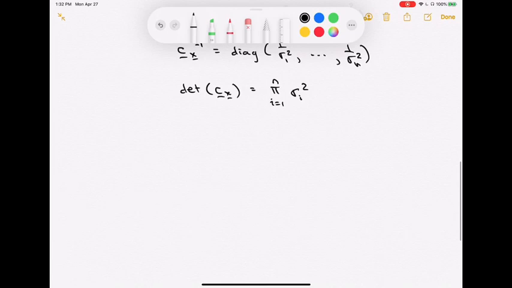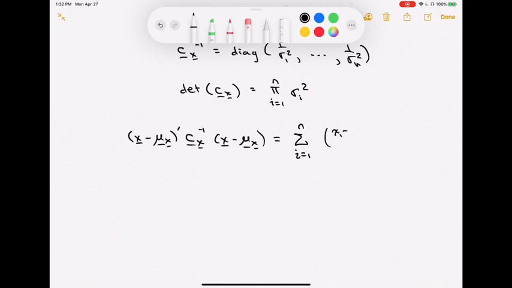Okay, what else did we get out of this? If I look at that term that was in the exponent, x minus mu x transpose, times the inverse of Cx, times the x minus mu x. If we take that whole portion of that argument of the multivariate Gaussian PDF, we end up getting this being equal to a summation, i equaling 1 to n, of the quantity xi minus mu i divided by sigma i, squared, something along those lines.